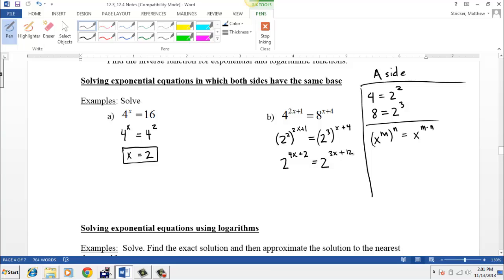And now that the bases are the same, we can set the powers equal to each other. So we can set 4x plus 2 equal to 3x plus 12. And solving from there, we get the x's on one side and the numbers on the other. We end up with x is equal to 10.